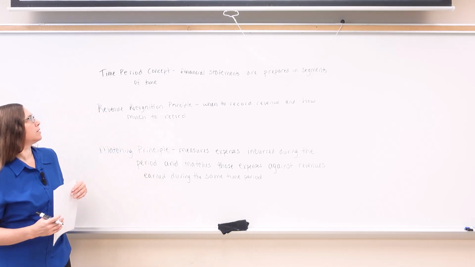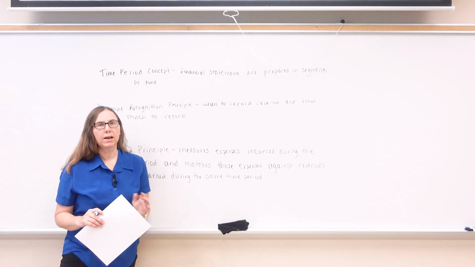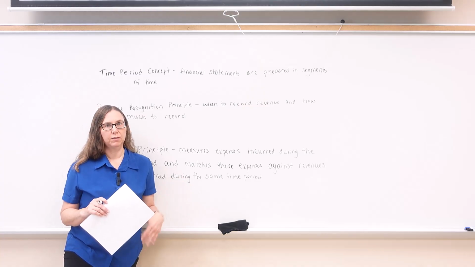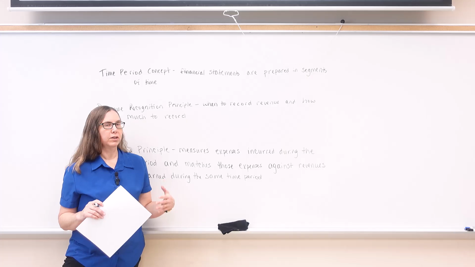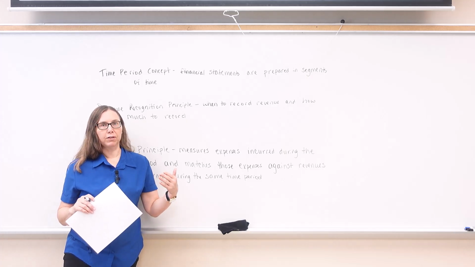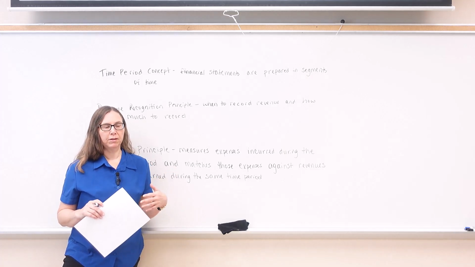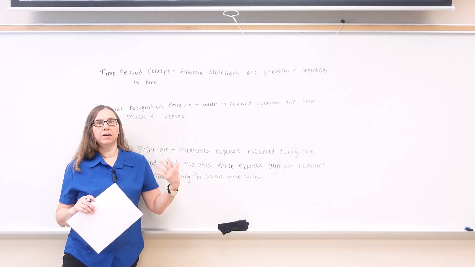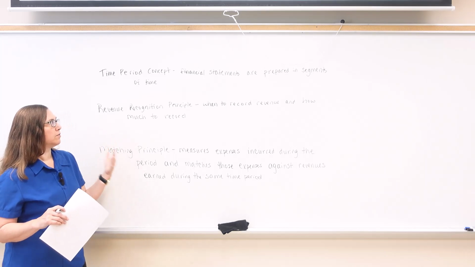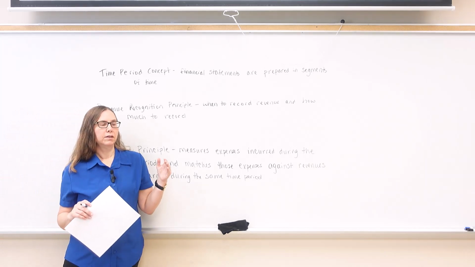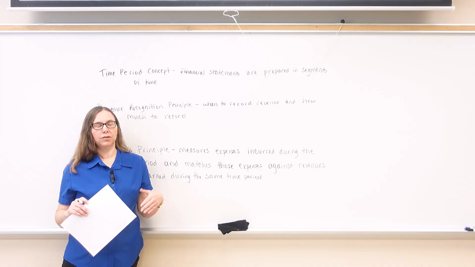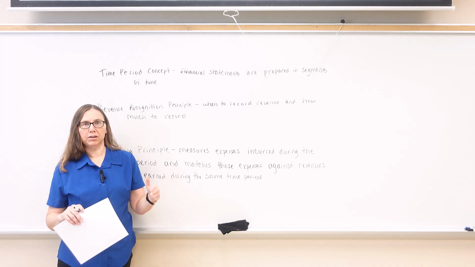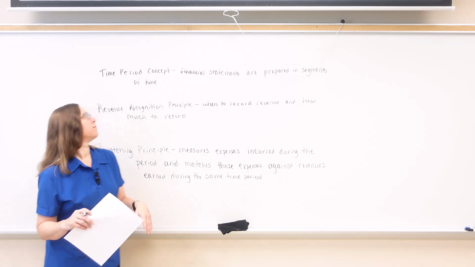So first of all, the time period concept. All that is saying is that you're dividing your financial statements into time segments. In other words, you're looking at reports maybe for the year, maybe for the quarter, maybe for the month, maybe for the week, it just depends. But basically, it just says that you're dividing up those reports into time periods so that you can look at a report effectively because you know what time period you're looking at.